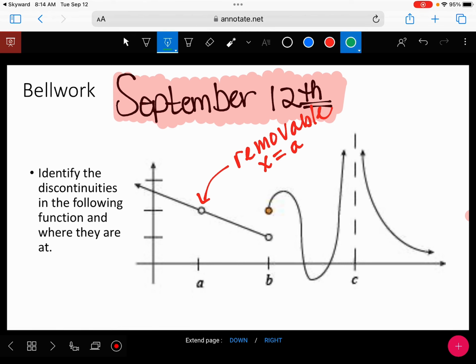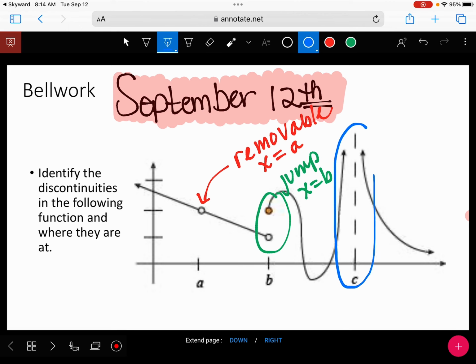And then here, what do we have here? At x equals b, what do we call that one? A jump. So we have a jump at x equals b. And then lastly, we have this discontinuity. And what do we call that? Infinite. Or you can say infinity. But it's infinite, and that's at x equals c.